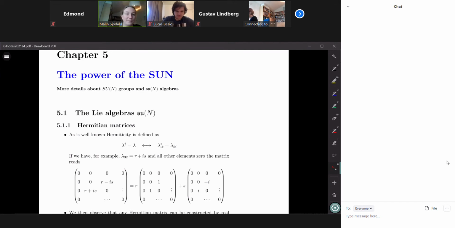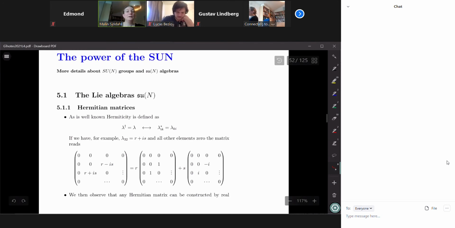Okay, so we want to now consider special unitary n times n matrices, or the corresponding groups, the groups that can be defined in that way. So we start out here with the Lie algebras of SU(N). And now we have seen in the exercise that in the physicist's choice, they are generated by Hermitian matrices.